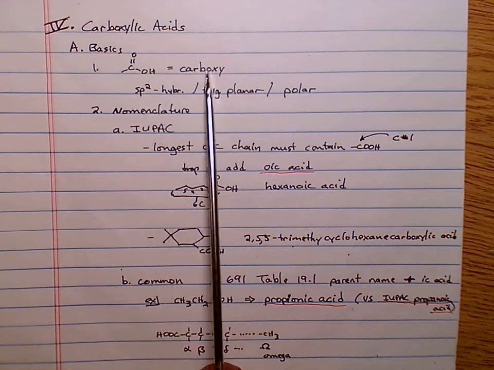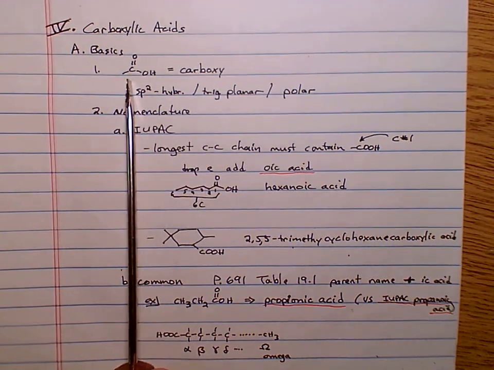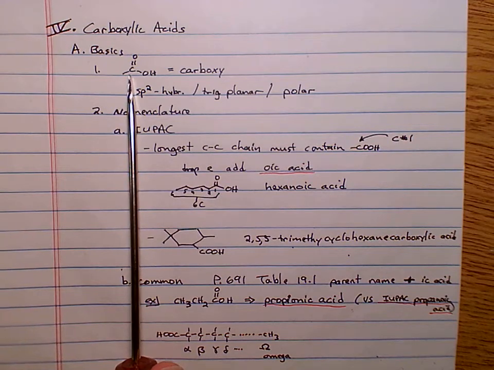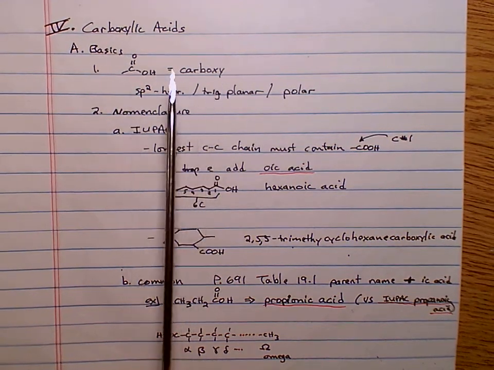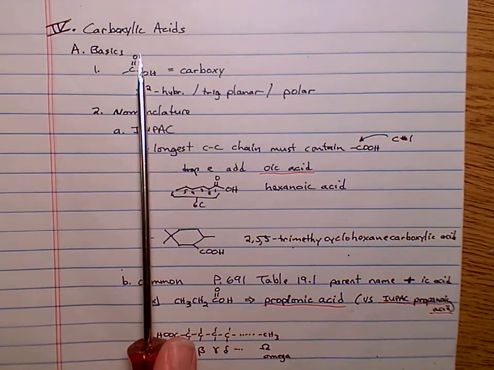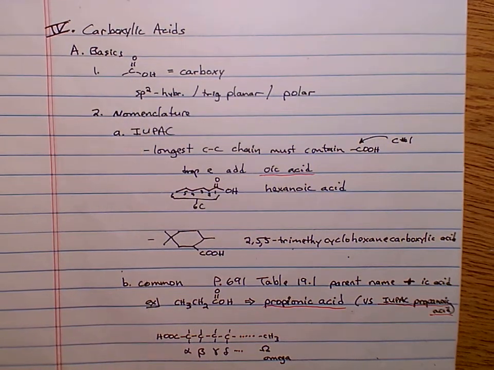Of course, we got our carboxy group. This carbon is sp2 hybridized. It's trigonal planar, and it is polar. Partial negative charge on the oxygen, partial positive charge on the carbon.